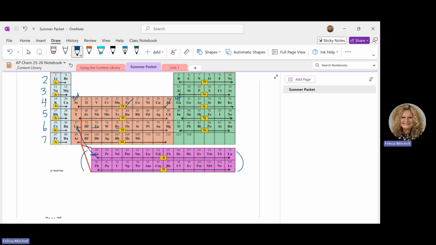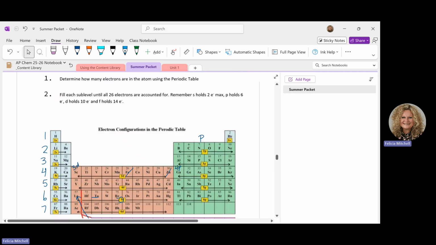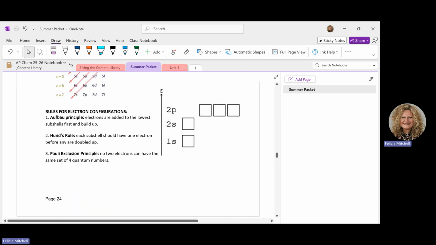Does it matter if you put the F in front of the D or the D in front of the F? Not really, as long as you've got the number that is correct, like you went back 2 for the F and back 1 for the D. I'm not going to go too far into that because it's not on the AP exam.